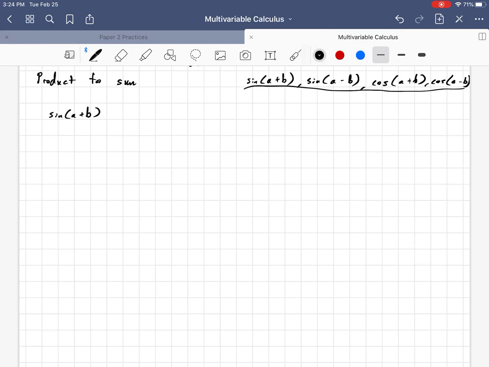Sine of a plus b, and you really should have these memorized. So hopefully there is a way to derive these that I know of off the top of my head as well, and I might show that at the end. But this is sine a cosine b plus cosine a sine b, and this is sine a minus b, which is the same exact thing, but instead of a plus we have a minus sign.